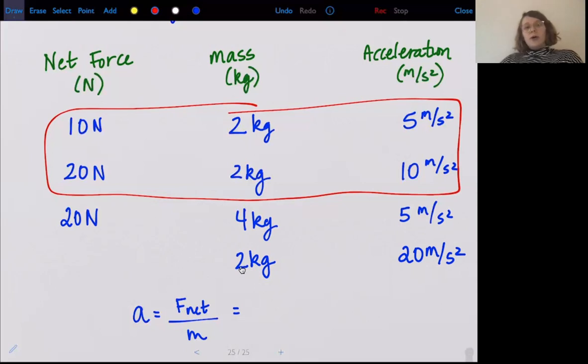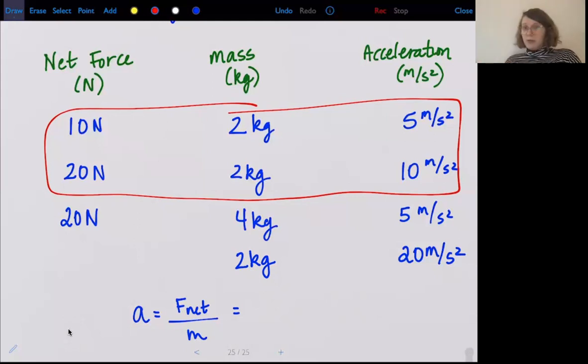Well, hopefully you say greater than because there's a direct relationship between acceleration and force. How much greater than? Well, if we solve, we're not going to use this equation, we're going to rearrange for force now. So we have F equals mass times acceleration. We have a 2 kilogram mass times an acceleration of 20 meters per second squared. That gives us a net force of 40 newtons.